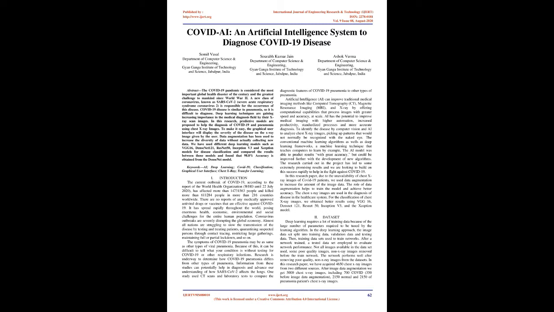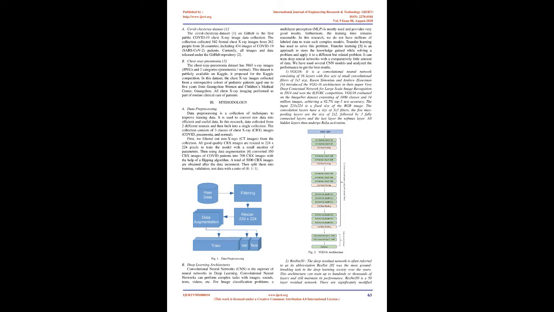The symptoms of COVID-19 pneumonia may be the same as other types of viral pneumonia. Because of this, it can be difficult to tell what your condition is without testing for COVID-19 or other respiratory infections. Research is underway to determine how COVID-19 pneumonia differs from other types of pneumonia. Information from these studies can potentially help in diagnosis and advance our understanding of how SARS-CoV-2 affects the lungs. One study used CT scans and laboratory tests to compare the diagnostic features of COVID-19 pneumonia to other types of pneumonia.